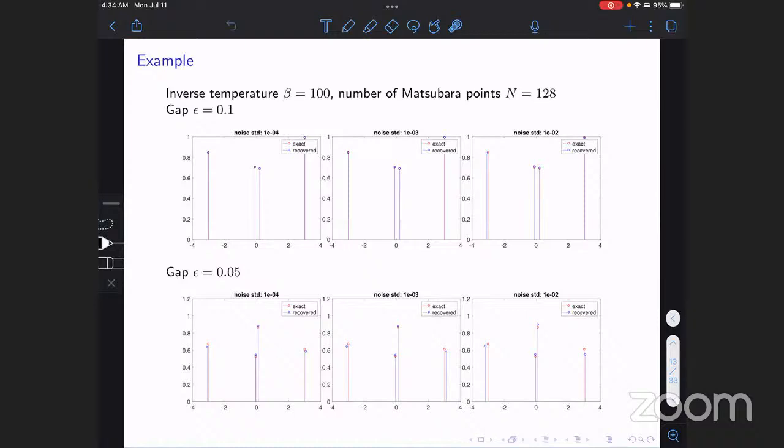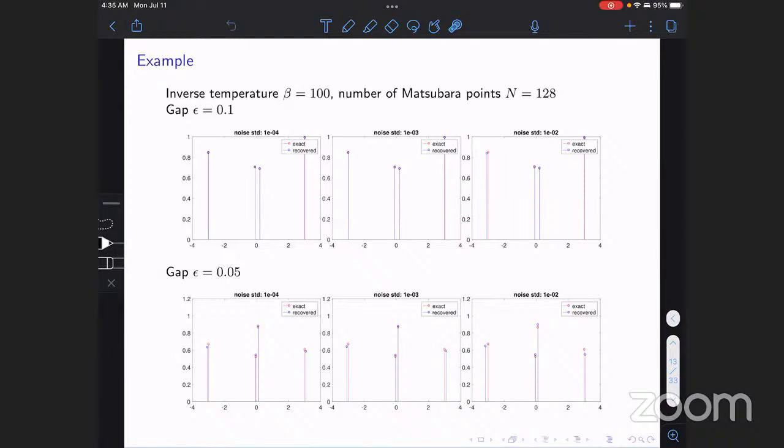Here we consider the problem with inverse temperature beta equal to 100, so the temperature is 0.01, and the number of Matsubara grid points we use is n equal to 128. So we only have 128 Matsubara grid points on the imaginary axis. As I mentioned, there is this gap assumption we made about the support of the poles. In the first case, we choose a gap epsilon equal to 0.1. The problem has 4 poles, and the red circles correspond to the exact locations and their weights, and the blue circles correspond to the recovered values.